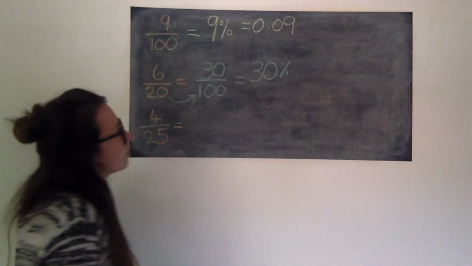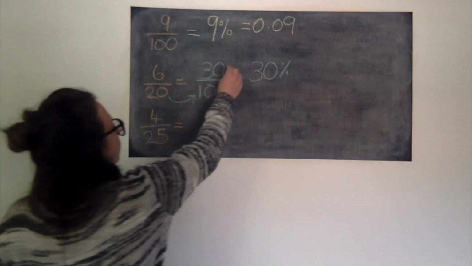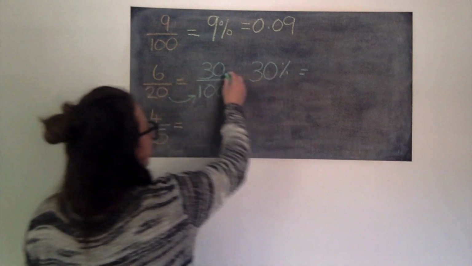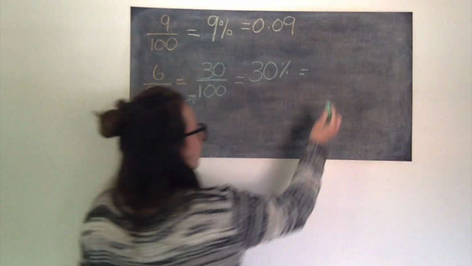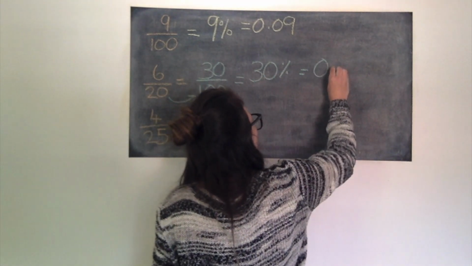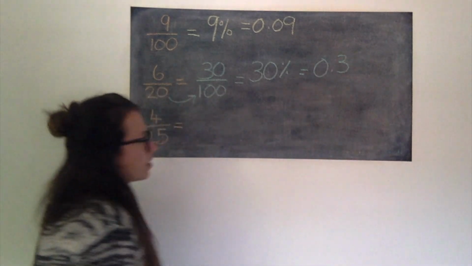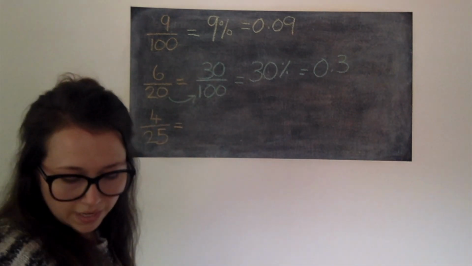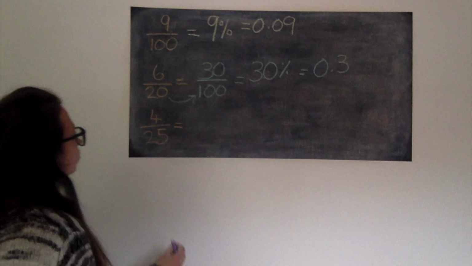I can also think about a decimal. So 30 hundredths, I can simplify into 3/10. So this is 0.3.